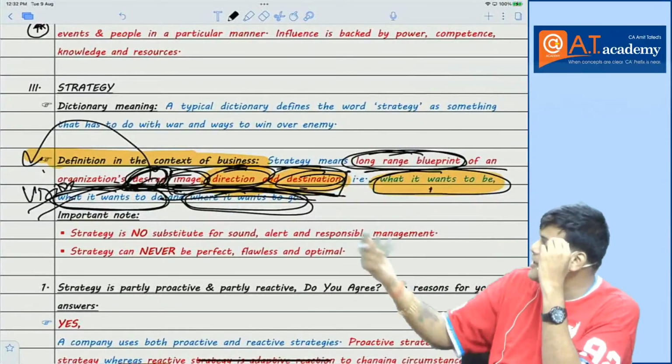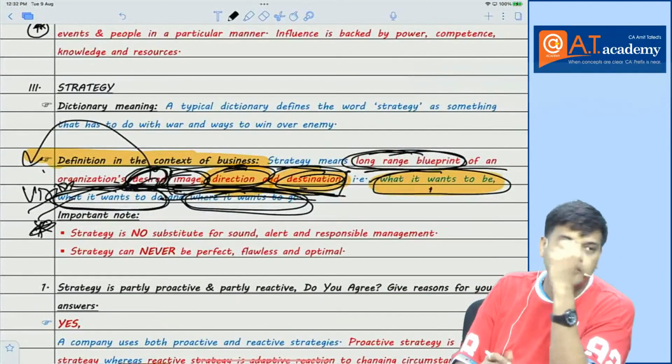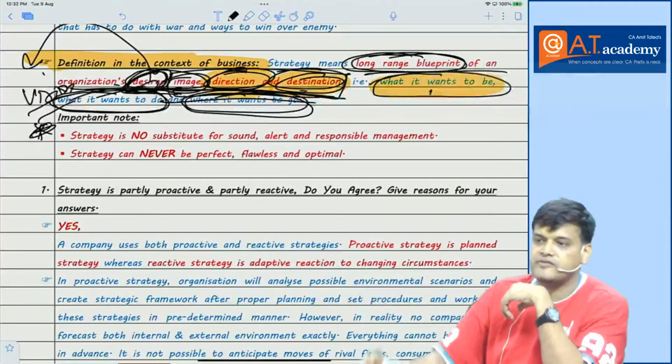Okay, next point. Important note. You may have noted these 2 points. Read these 2 points.